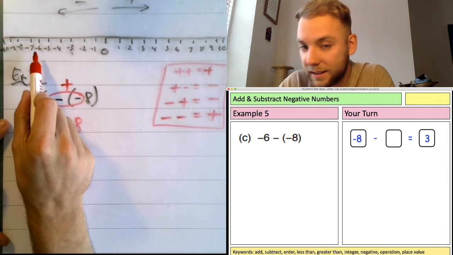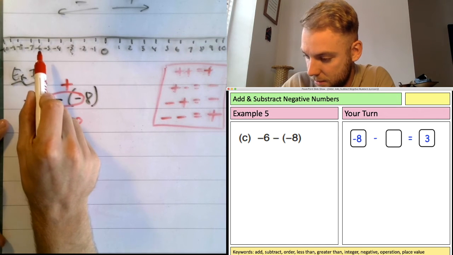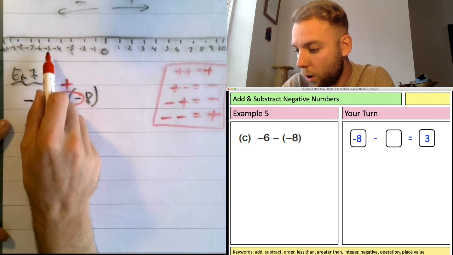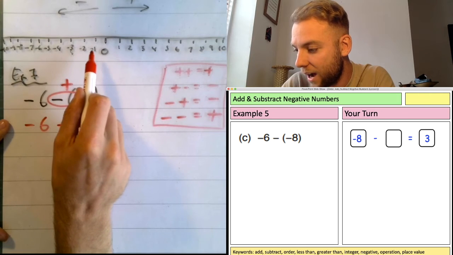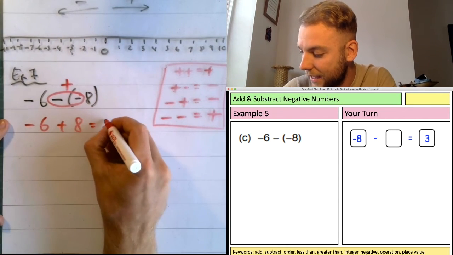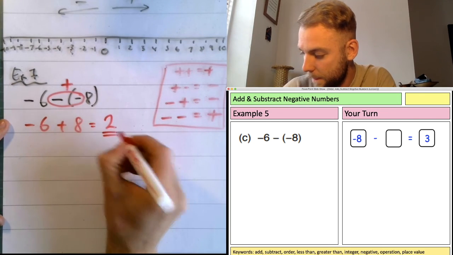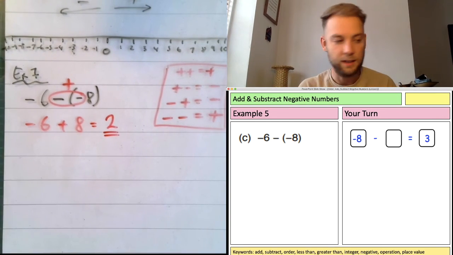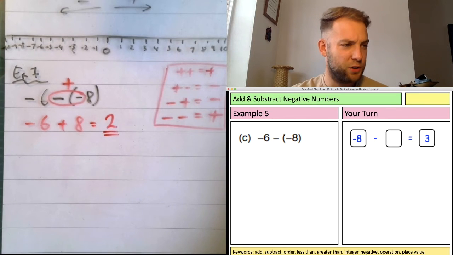Well, I'm starting at negative 6. And I'm adding 8. So 1, 2, 3, 4, 5, 6, 7, 8. So negative 6 plus 8 is 2. Brilliant. Okay. So we've got one on the right there. It is a tricky one, that one.